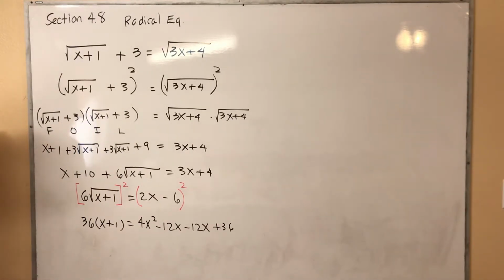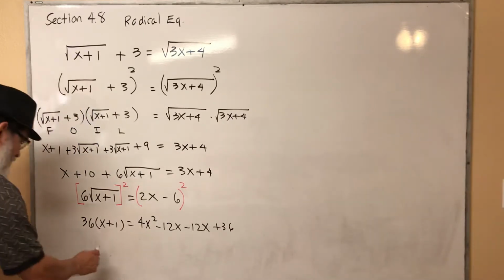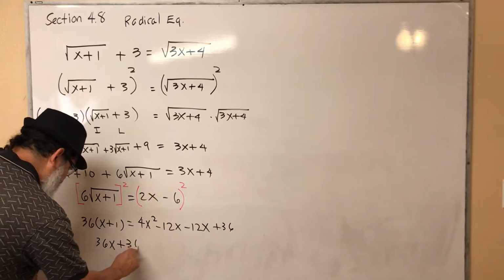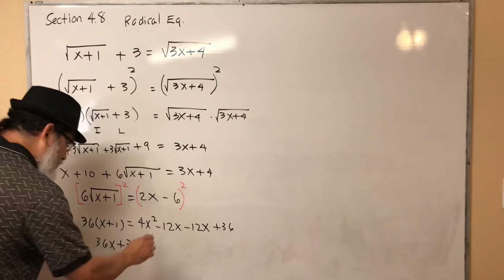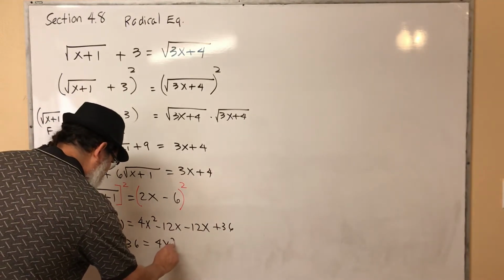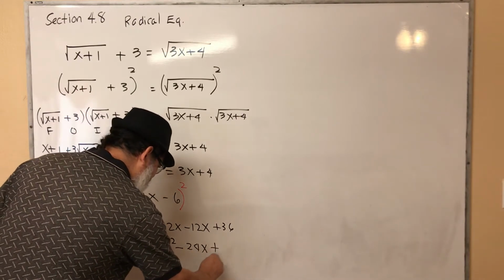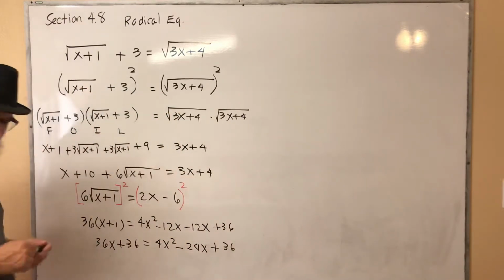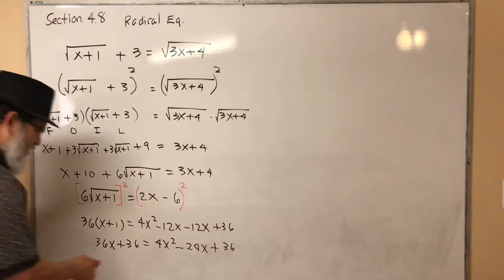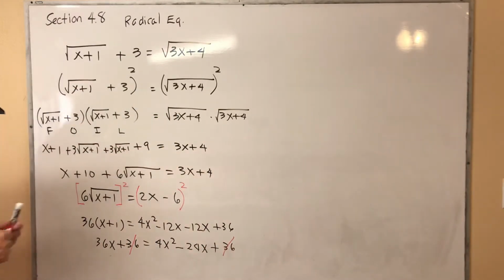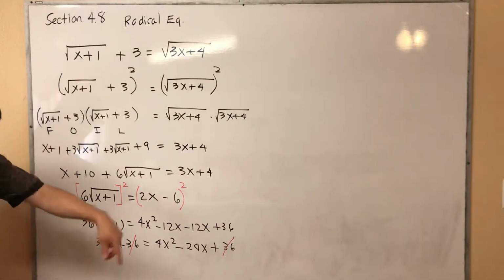We're going to solve the equation. Okay, distribute. So this is 36x plus 36 equals 4x squared minus 24x plus 36. Okay, lucky for us, this 36 cancels this one. Okay, they cancel each other.